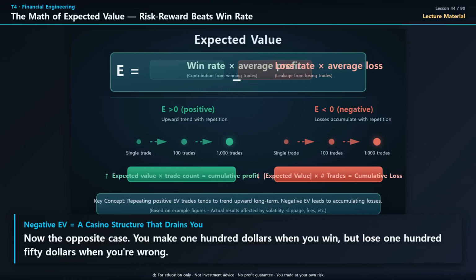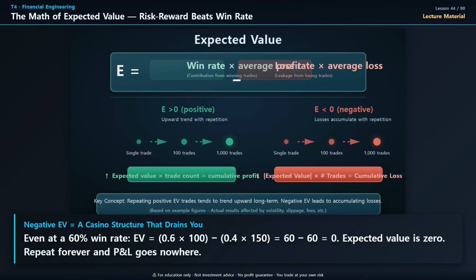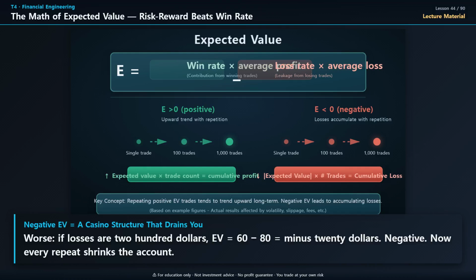Now, the opposite case. You make $100 when you win, but lose $150 when you're wrong. With a 60% win rate, EV equals 0.6 times 100 minus 0.4 times 150, which is 60 minus 60, equals 0. Expected value is 0. Repeat forever, and P&L goes nowhere. Worse, if losses are $200, EV equals 60 minus 80 equals minus $20. Negative. Now every repeat shrinks the account.